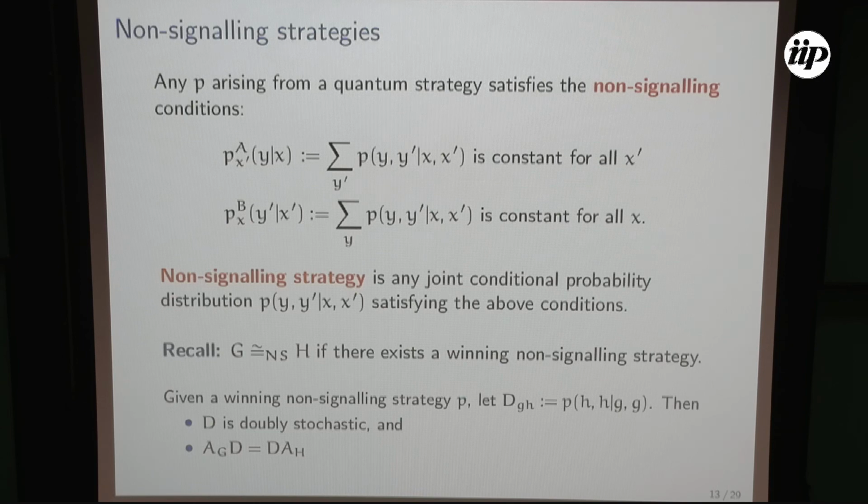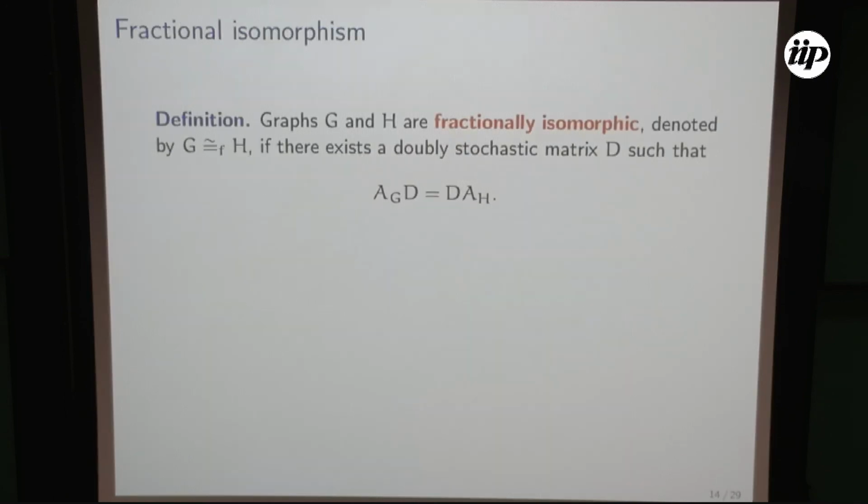Now, it turns out that the existence of such a D is already a known and studied relation on graphs. Namely, it's called fractional isomorphism. So two graphs G and H are said to be fractionally isomorphic if there exists this D, which commutes through the adjacency matrices. Okay, so what I told you before says that non-signaling isomorphism implies fractional isomorphism. And actually, we were quite surprised by that.